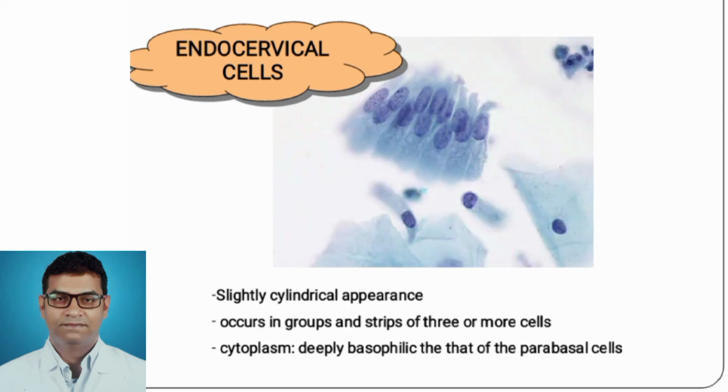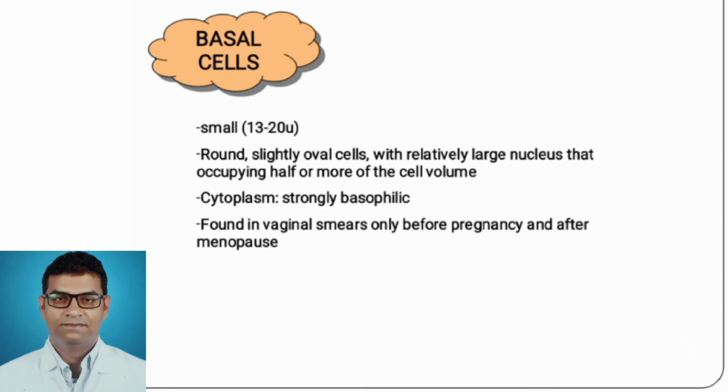Endocervical cells are slightly cylindrical in appearance, occur in groups and strips of 3 or more cells with cytoplasm deeply basophilic like that of the parabasal cells. Coming to basal cells. These basal cells are 13 to 20 microns, small, round, slightly oval cells with a relatively large nucleus that occupies half or more of the cell volume, and the cytoplasm is strongly basophilic.